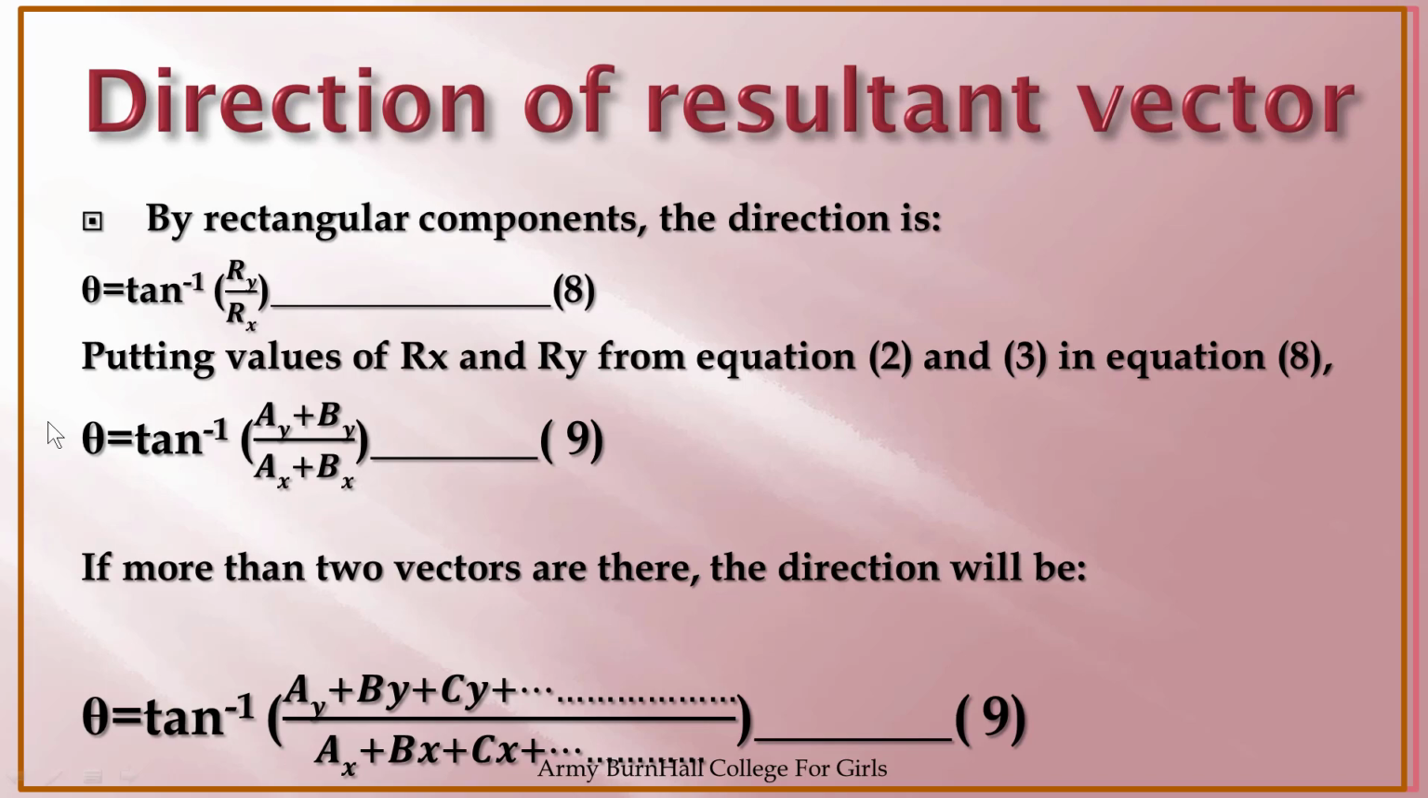Okay, so we have theta is equal to tan inverse of (ay plus by plus cy and so on) divided by (ax plus bx plus and so on). Okay, in this way we can find out the direction of the resultant vector.